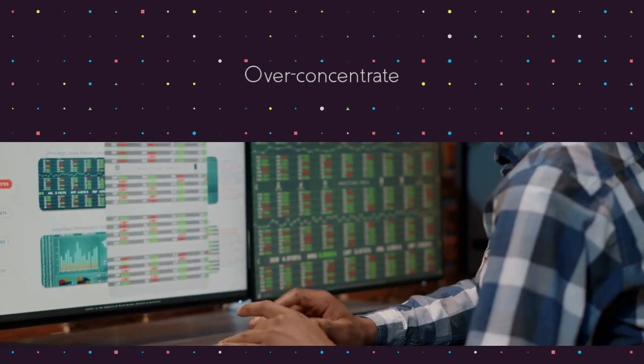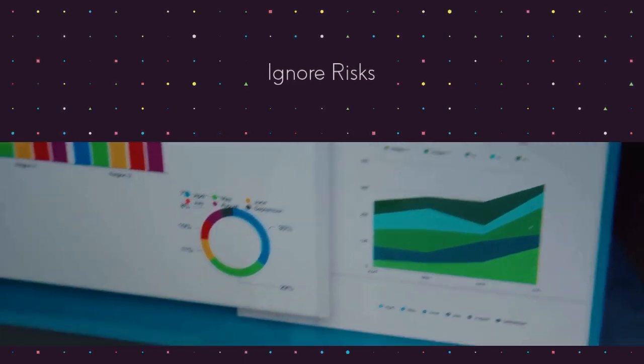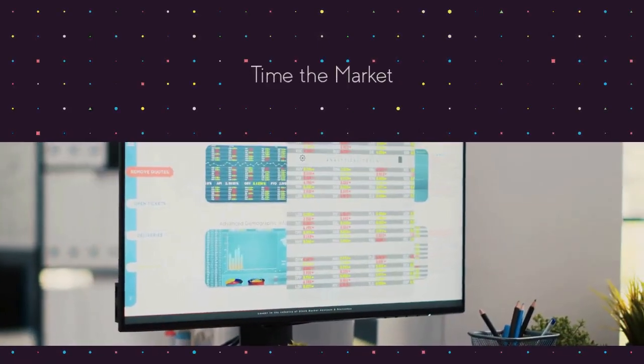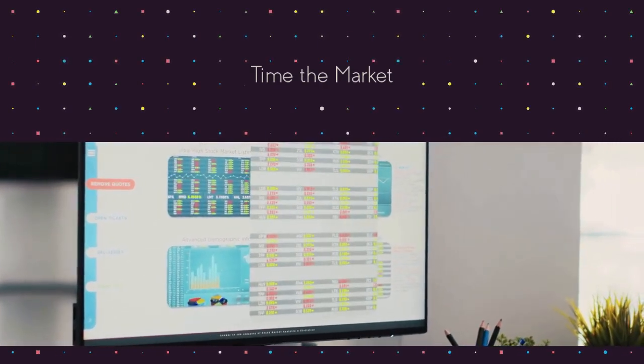What not to do. Overconcentrate. Avoid putting all your money into a single asset class or geography. Ignore risks. Don't neglect geopolitical risks when planning investments. Time the market. Predicting market lows or highs is nearly impossible and can lead to missed opportunities.